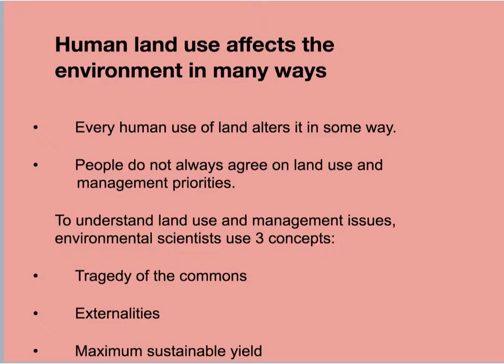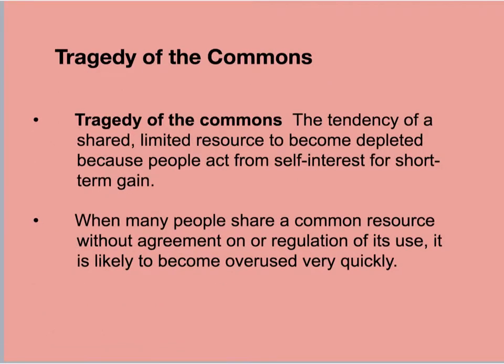So to understand land use and the management issues that are involved in that, environmental scientists use three concepts: tragedy of the commons, externalities, and maximum sustainable yield. Let's start with the tragedy of the commons. Perhaps you've heard of this before.